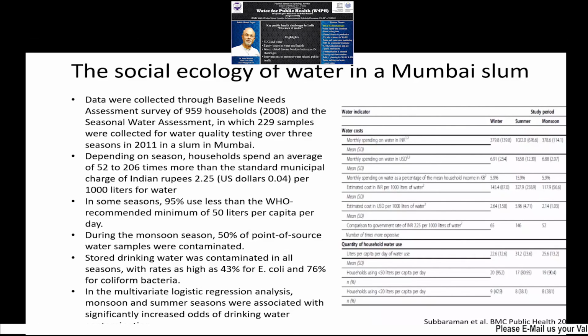The study also found that a lot of the point-of-source water samples were contaminated. Even within their houses, the stored drinking water is contaminated because they were not storing it properly. So clearly this is a scenario where the water-related disease burden is going to be very high due to both access and quality issues.